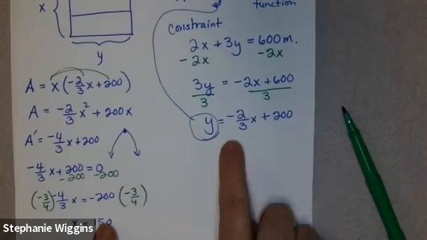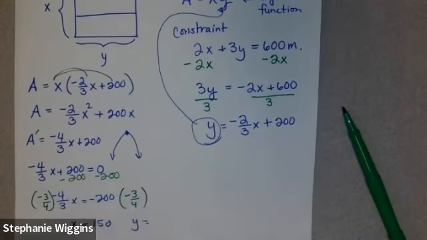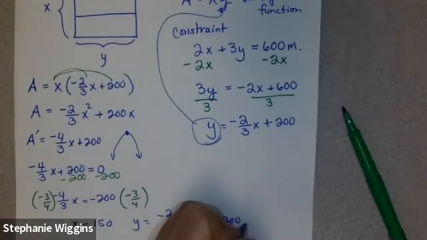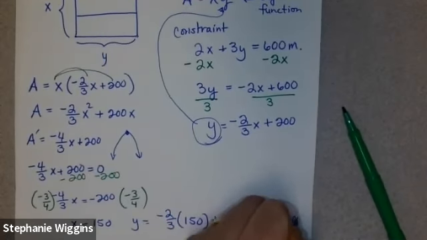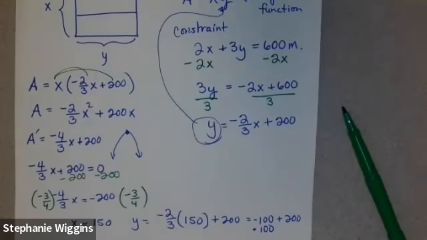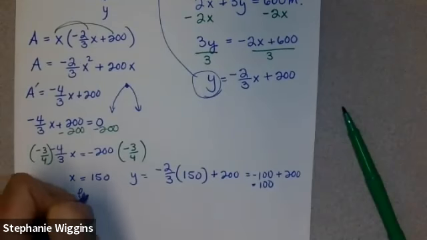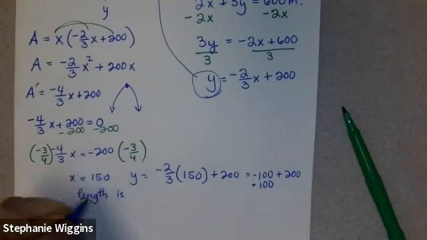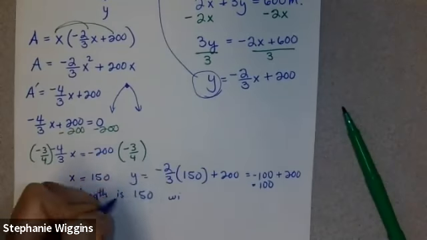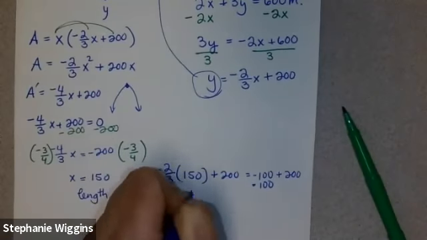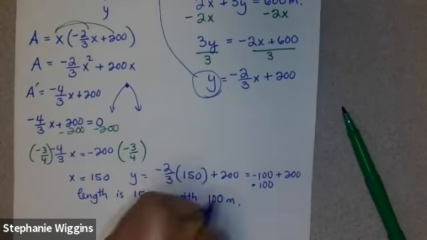And since X is 150, Y is going to equal negative 2/3 times 150 plus 200, which is negative 100 plus 200, which is 100. So the solution to this problem is that the length of the pen, if you will, is 150. And that's in meters, of course, and the width is 100 meters.